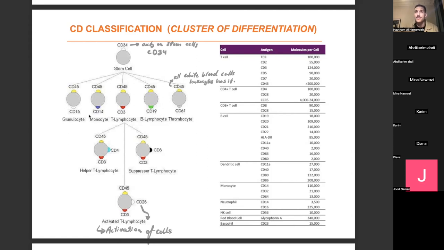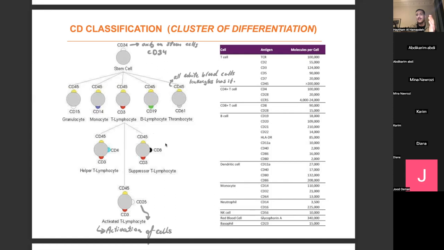No. Once they move into differentiating into a unique cell, they shed off that CD34. They don't have it anymore. Only stem cells have CD34. Now, let's go further down the tree. Does the CD45 that we originally had shed off? No, it will always stay. It's not like the stem cell.